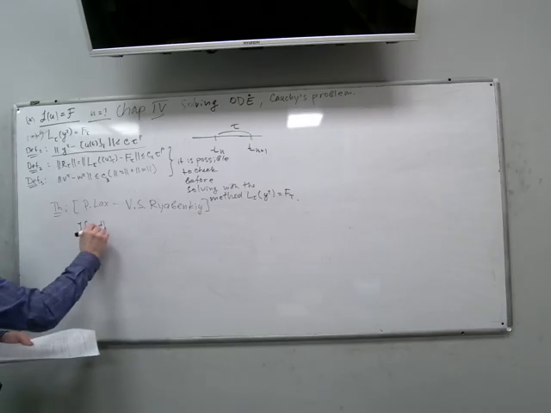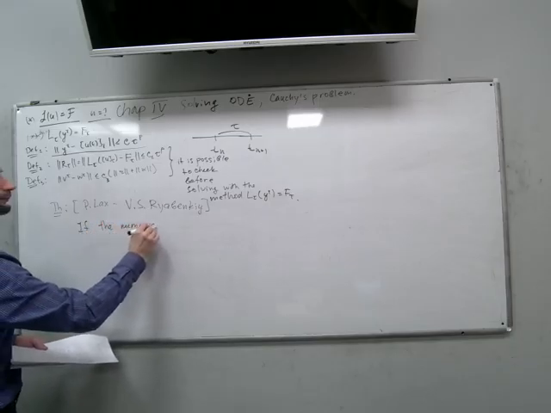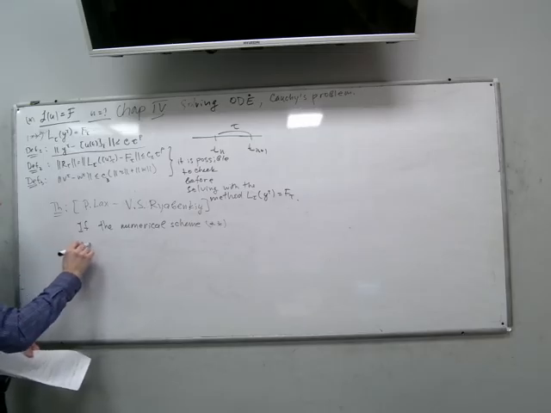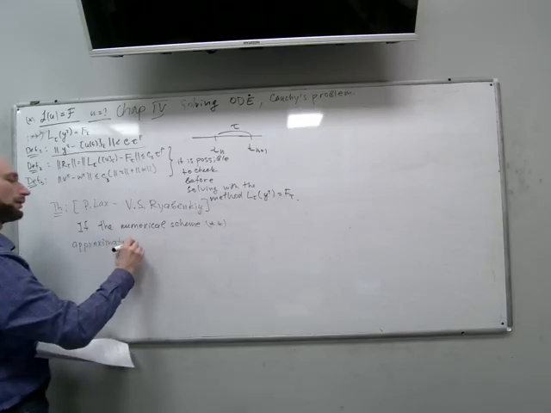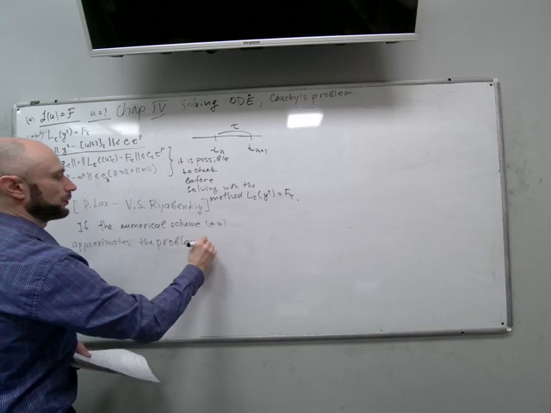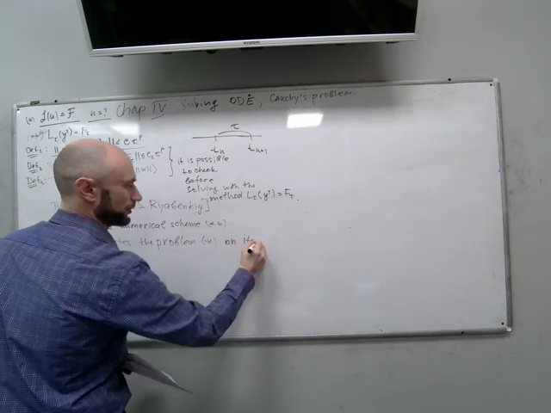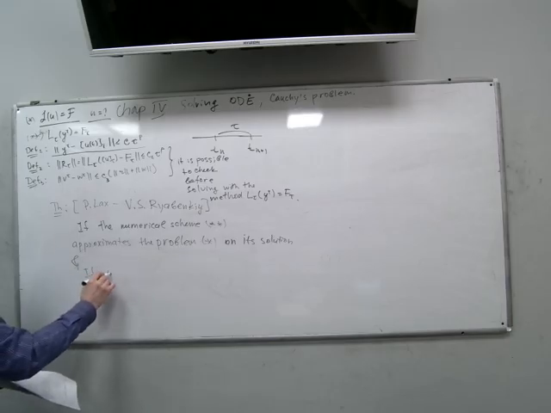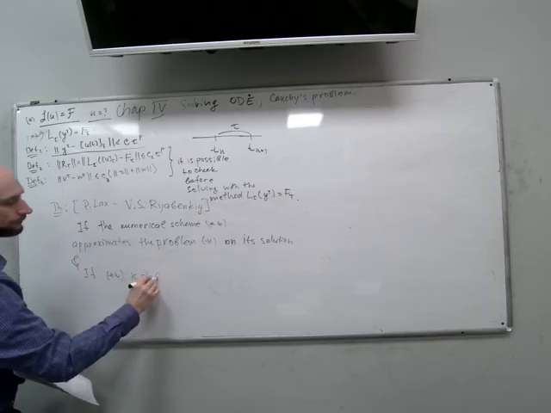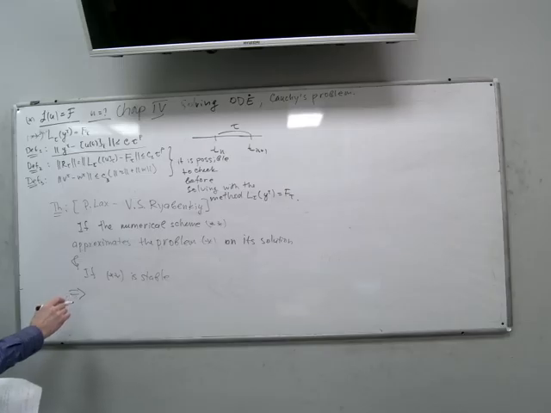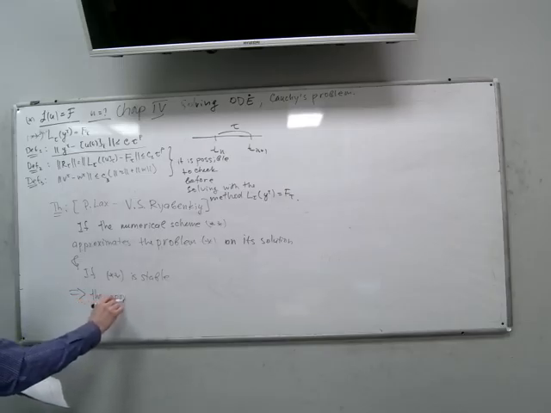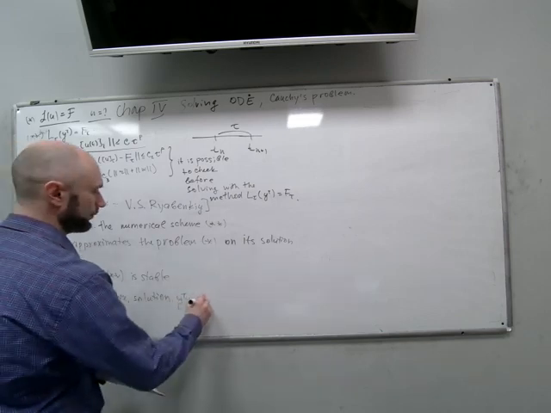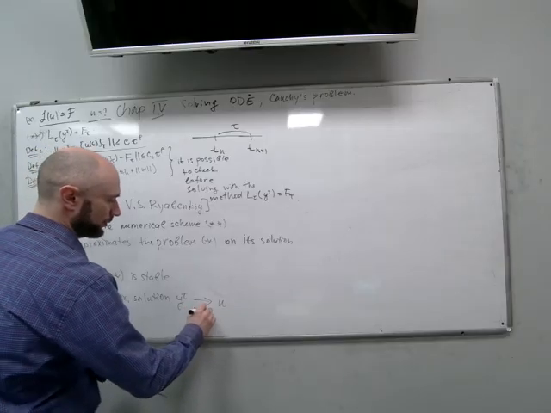If the numerical scheme 2 stars approximates the problem 1 star on its solution, and if 2 stars is stable, then the approximate solution y tau converges to the exact solution when tau tends to 0.